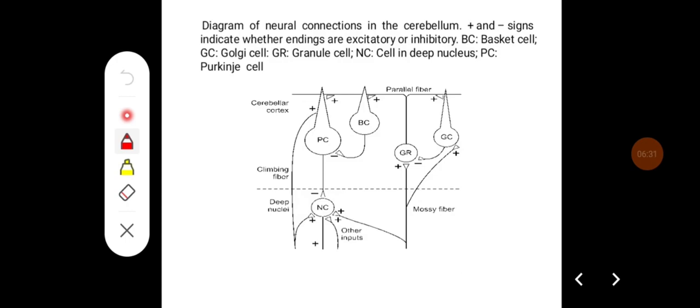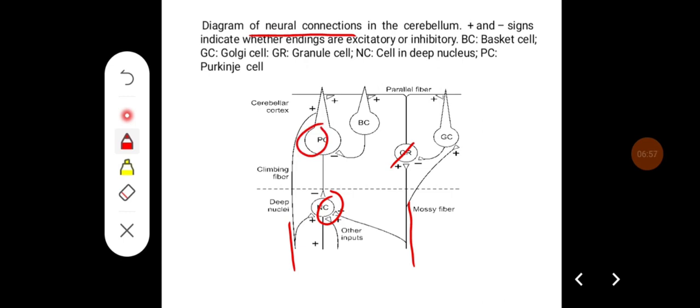This diagram shows the interneuronal connections. You can see the mossy fibers and the climbing fibers. They are the afferents, and they are excitatory to the deep cerebellar nuclei as well as granule cells, in the case of mossy fibers. Whereas climbing fibers are excitatory to deep cerebellar nuclei and Purkinje cells.